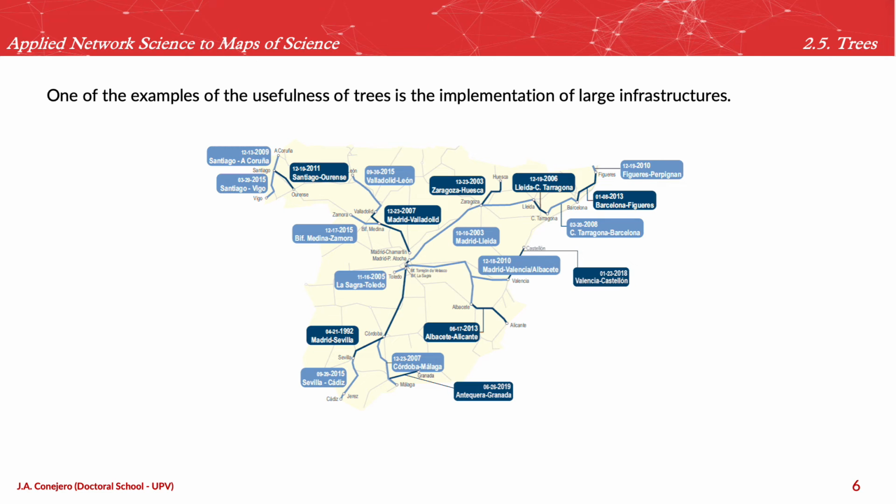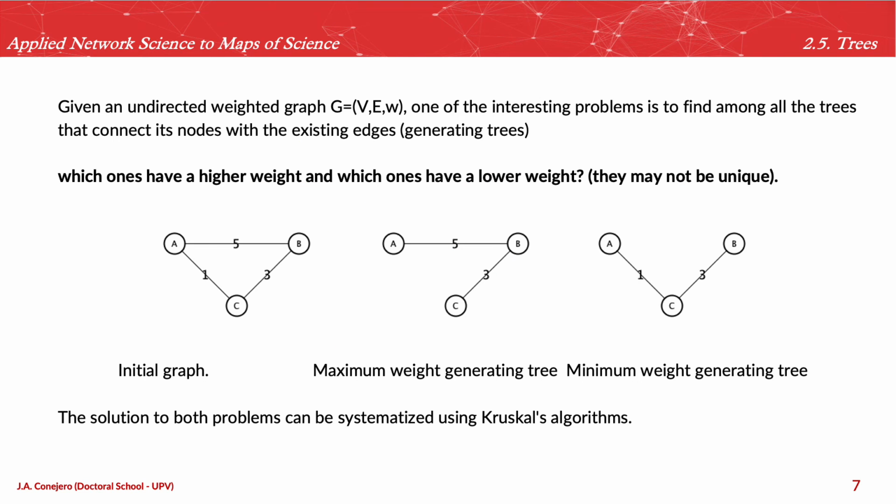When you are doing the deployment of an infrastructure that is expensive, the first thing is to deploy it and later to try to shorten the connections between some regions. And in this case, what you will do is to close cycles. So in the case that we have a weighted graph, it's interesting to find among all the trees which are the generating trees, the ones connecting the nodes, with higher and with lower weight. And in both cases, we can have some of them. The solution is not unique, but we can find them. And they can be solved using Kruskal's algorithm.